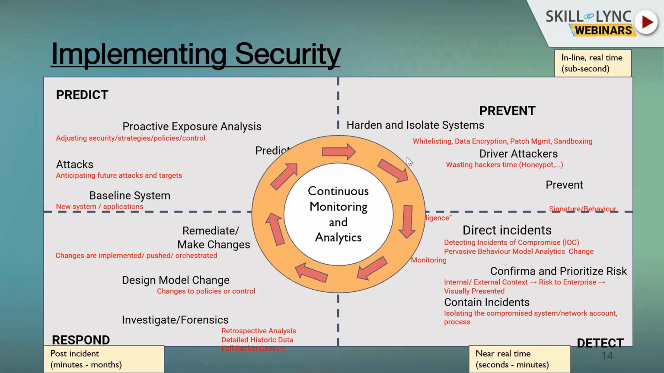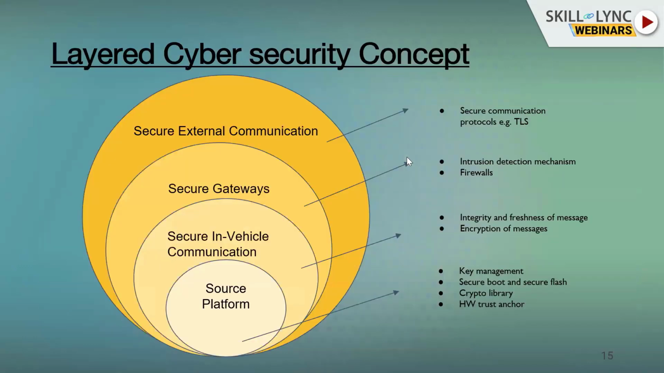Now, let's move on further, and here we will try to understand in a layered way how you implement the security aspects in a vehicle. So you have the outer surface, which is your secure external communication, where the vehicle is communicating with the external world. Then you have the secure gateways, secure in-vehicle communication, and your secure platform.